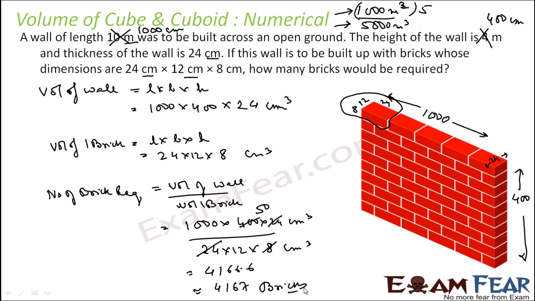Okay, so why did we take more? Because 4166.6 bricks is definitely required, but you can't have a fractional number of bricks. So you have to round it up, and that becomes 4167 bricks. So a minimum of 4167 bricks are required to make this wall. And please note, in this kind of scenario, the bricks may have to be broken into 2 parts or 3 parts and then assembled again to create this wall. If the requirement is that the bricks should not be broken, then the number of bricks required will be a little higher, and we'll see one numerical along those lines.